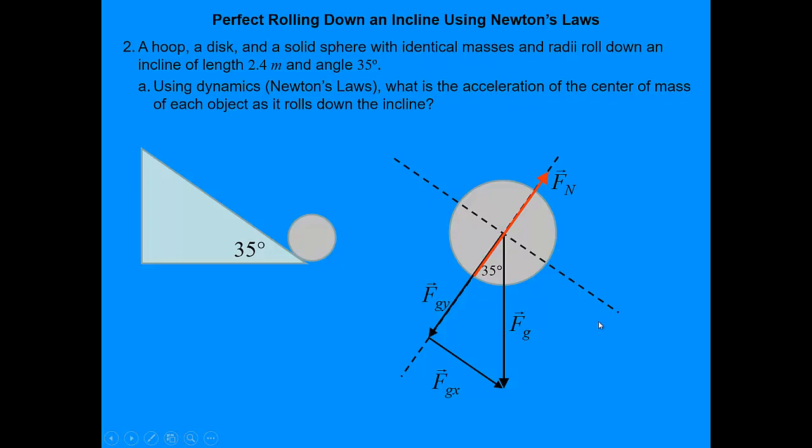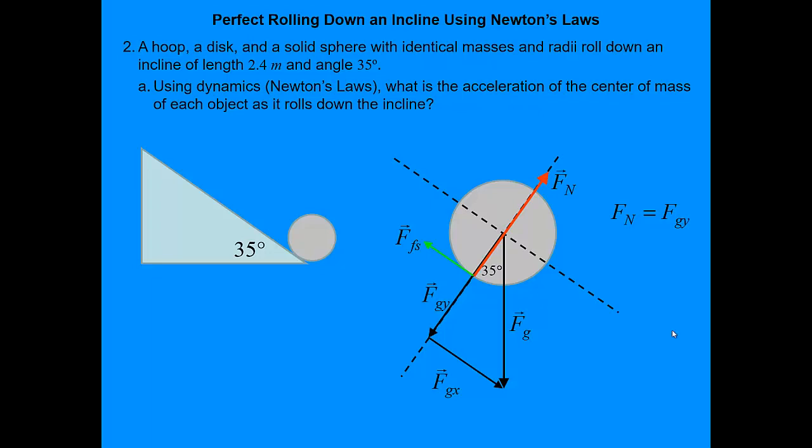Now, this object isn't accelerating perpendicular to the incline. That's why we rotated the axes. So therefore, F_N has to balance out F_gy. And then if it's going to roll, there's got to be something providing a torque, right? So that would be the force of static friction, again opposing the attempted slide down the incline. Perfect rolling, so static friction.